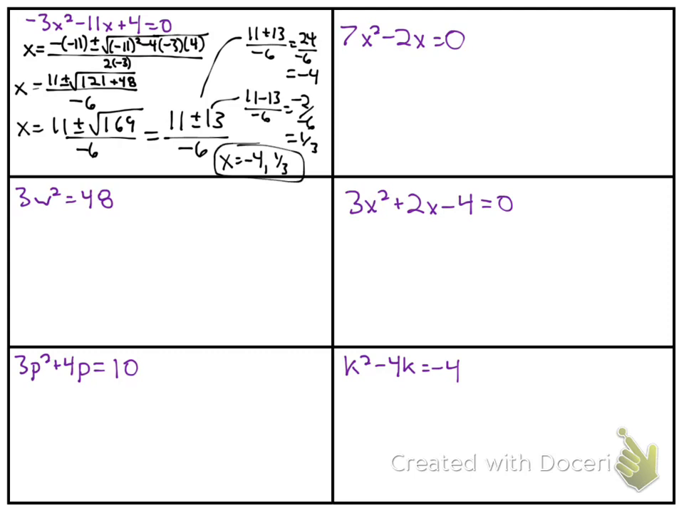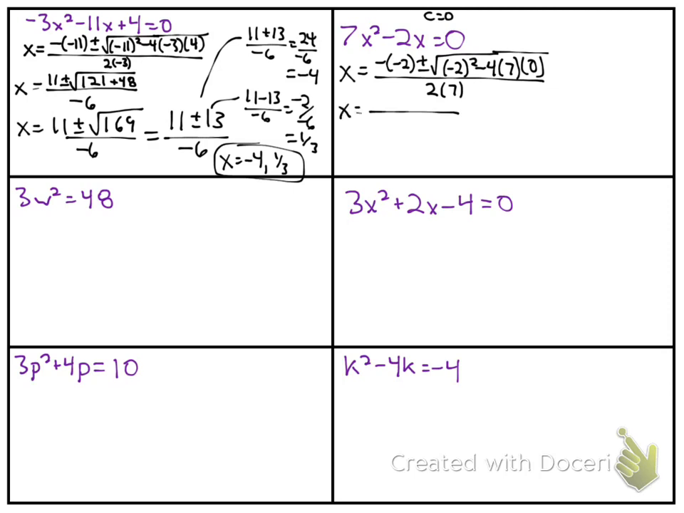For our next one, 7x squared minus 2x, c equals 0 because there is no c value. So let's see what that does to our formula. So we're going to go negative 2 plus or minus negative 2 squared minus 4 times 7 times 0 over 2 times 7.